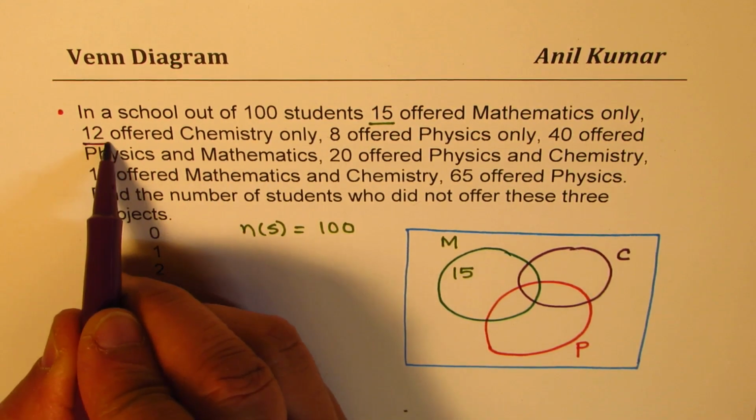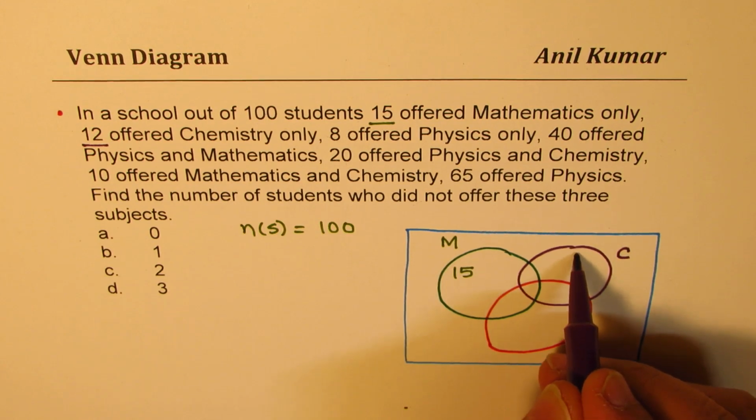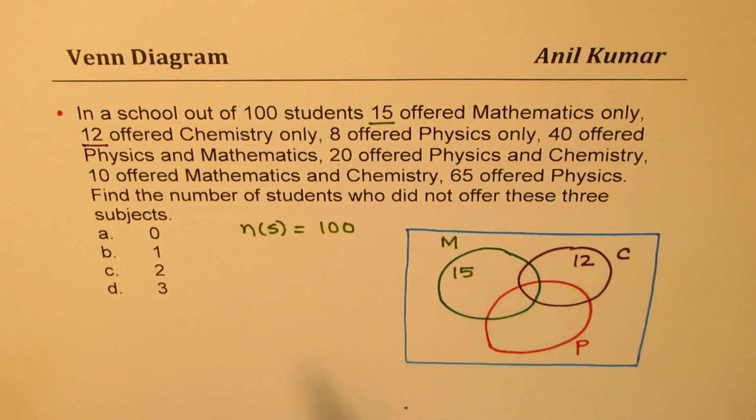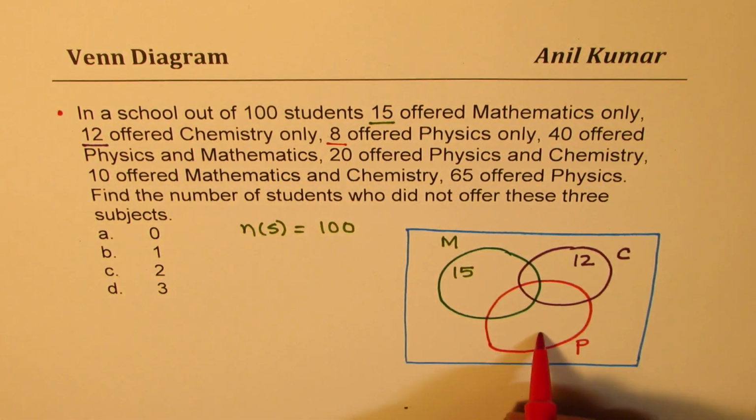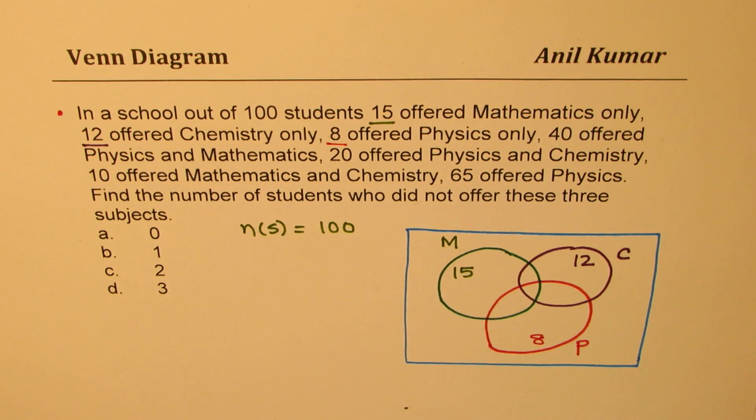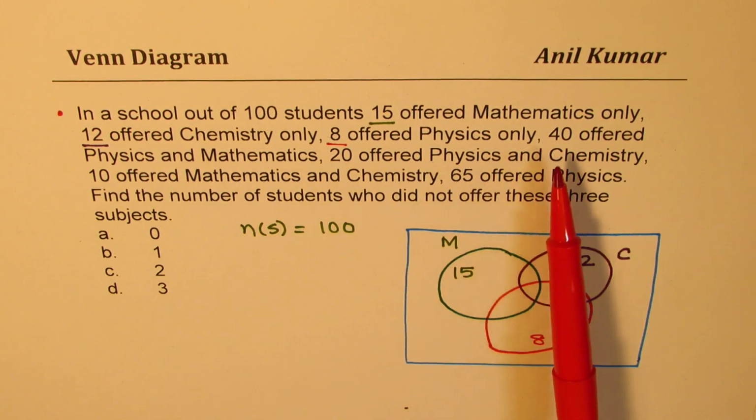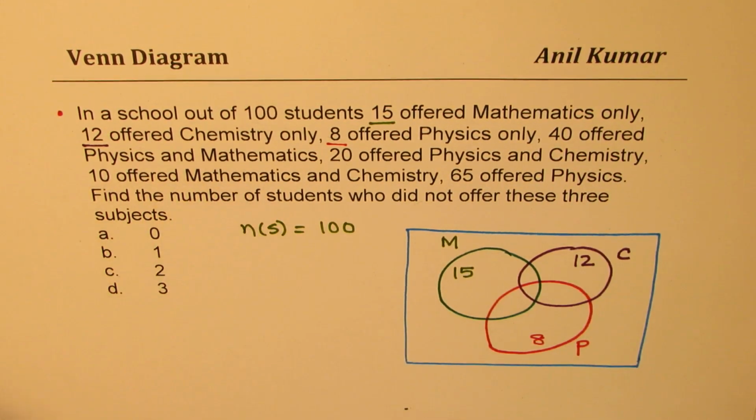So we have taken this number 12 also, and we'll place this in only chemistry. Now 8 offered physics only. So 8 is only physics. So we'll write 8 here. We've taken 8 also. 40 offered physics and mathematics. So physics and mathematics, that is this common group, we have 40 in all.